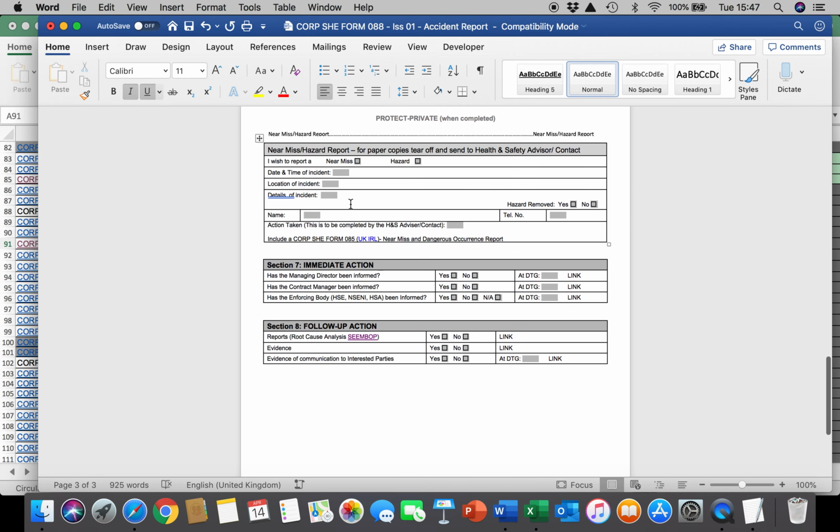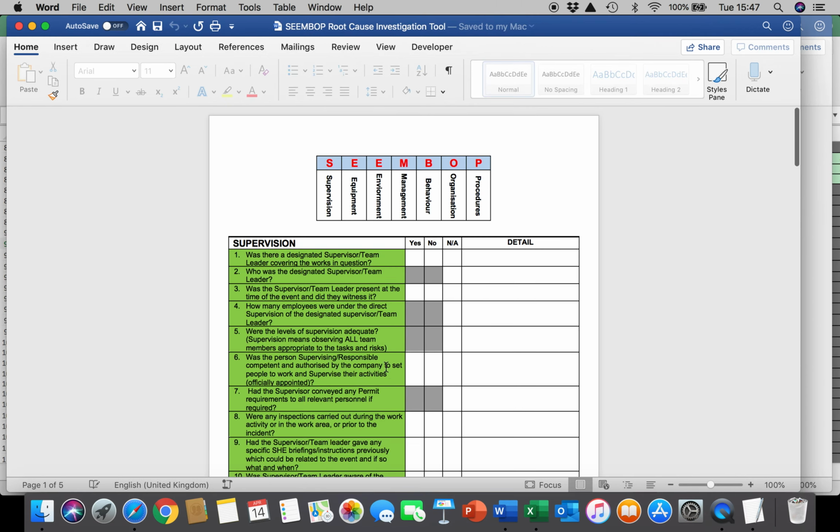This is the near miss bit to it as well. So again, if it's a near miss or a hazard you've identified, you can fill in just this bit here. And again, this is all self-explanatory, I think. Down here is a tool that will help you as managers carry out an investigation. So it's the SEAMBOP, so there's a link here, and it takes you to this here.